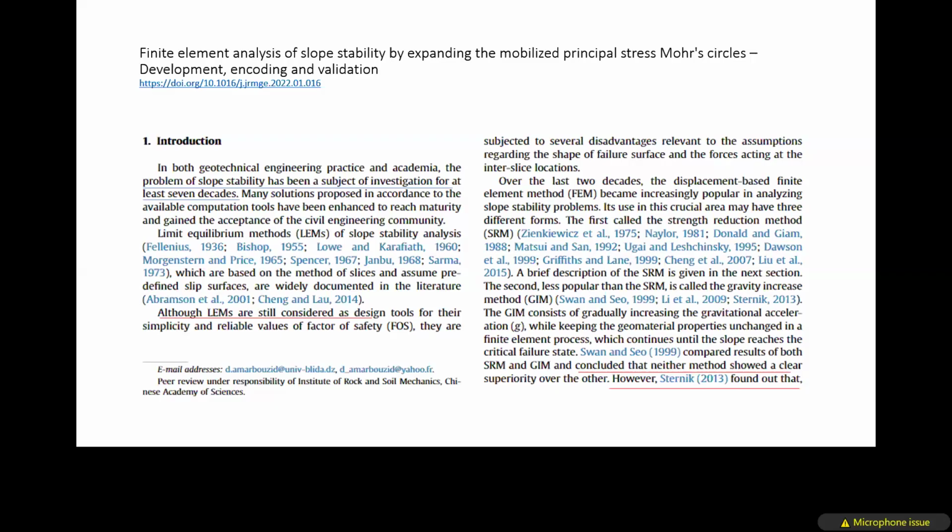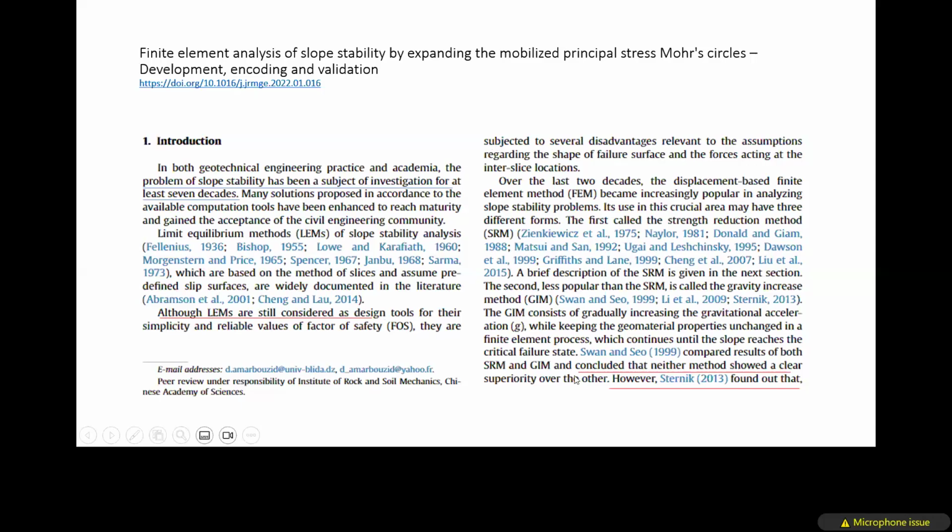Now, by looking at this particular paragraph, the third paragraph starting with "Although LEMs". It identifies the strengths as well as weaknesses, right? Now they are going to look at the weaknesses in their research. Towards the end of the paragraph, on the right-hand side, I have highlighted too.